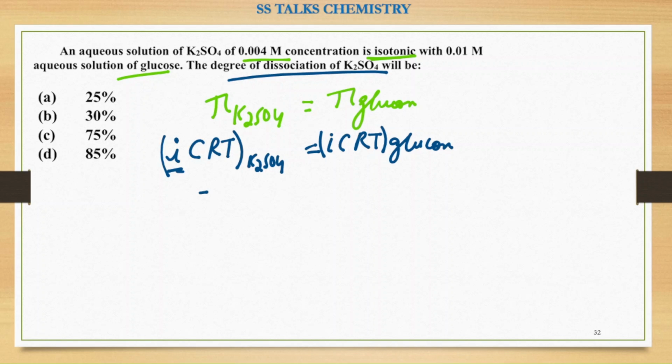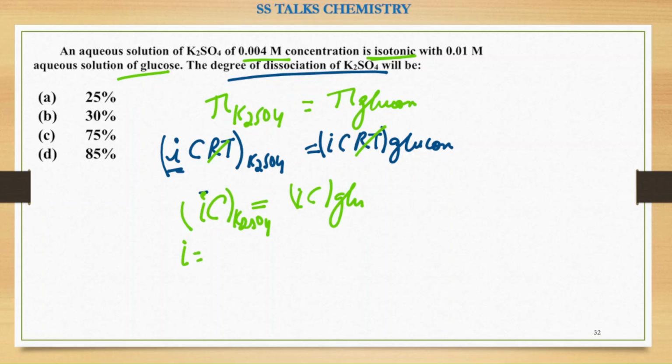So the one which we used to write, for NaCl we write the i value as 2, for barium chloride as 3. That is when we are considering 100% dissociation. But at this point, it is dissociating only to some extent. That is why this i value needs to be calculated. From that we will find to what extent the dissociation is taking place. So RT and RT on both sides will get cancelled out. So i into C for K2SO4 is equal to i into C for the glucose.